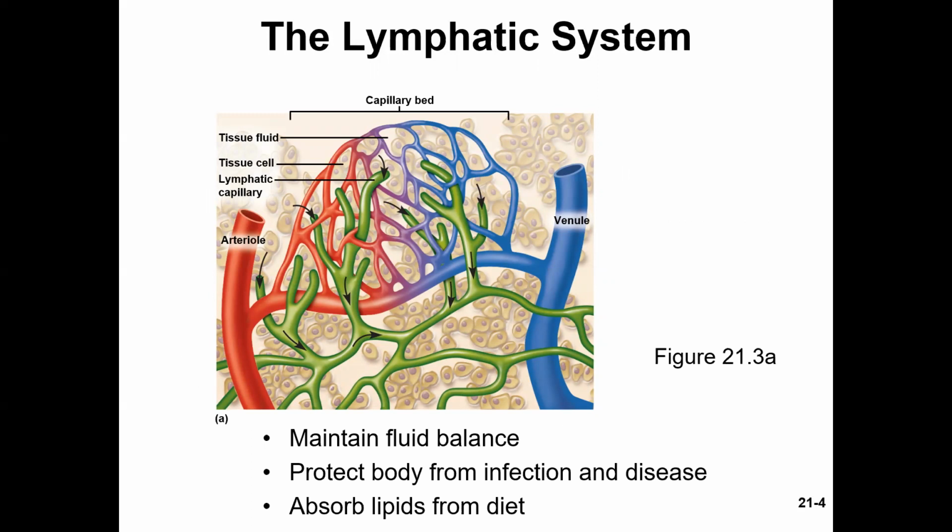So here's an example of how the lymphatic system wraps and follows the blood supply. Here we can see the capillary bed in a tissue. We can see that we have tissue cells surrounding the capillary bed. We can see the difference between arteries and veins, and then the lymphatic system looping in and wrapping around that entire capillary bed. It maintains fluid balance, protects the body from infection and disease, and absorbs lipids from the diet.